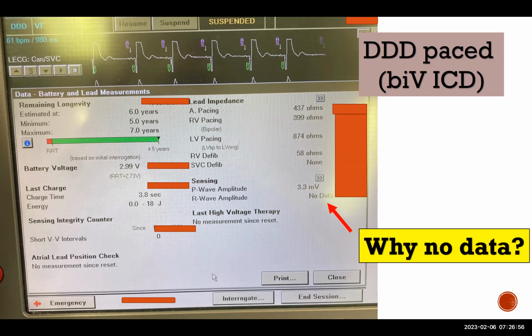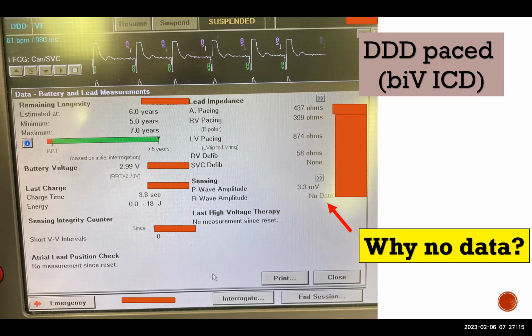I'm wondering if it's because of the biventricular pacing that's making it difficult to determine what the amplitude would be. I see. That's an interesting theory. That's actually not correct, but it's a good idea actually. No, it's because the patient is paced, right?